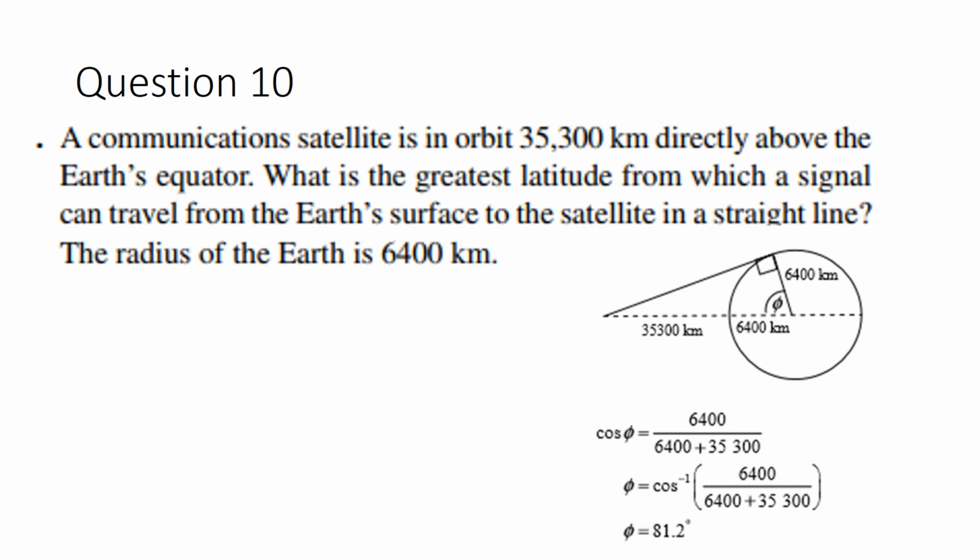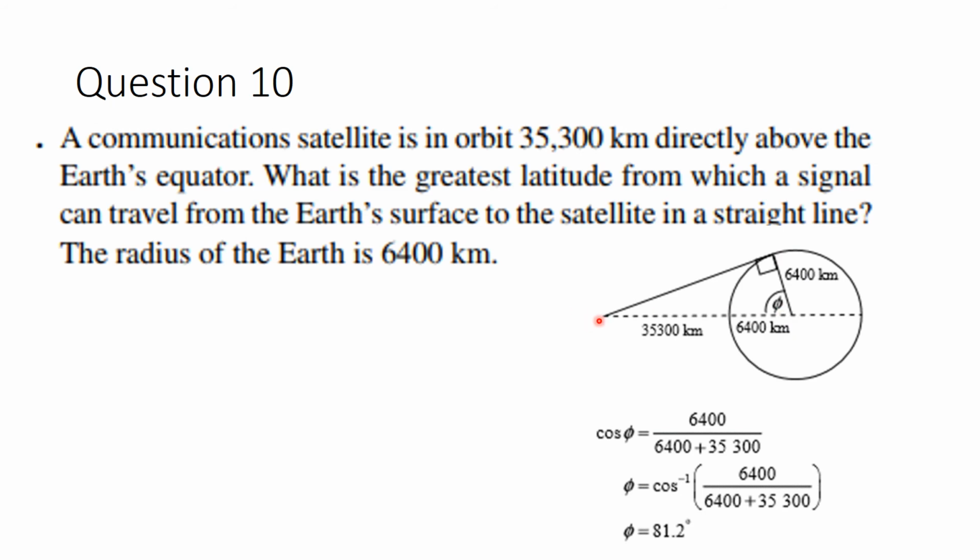Question number 10 dealt with a communications satellite. You want to know what's the greatest latitude where a signal can go from the Earth's surface to the satellite in a straight line. Well, here's the picture. So this is the satellite that is out here, and its orbit is directly above the Earth's equator. So that tells you what that distance is. This distance right here, and the radius of the Earth is 6,400 kilometers. They're rounding that off, and that means this radius is 6,400 and that radius is 6,400.